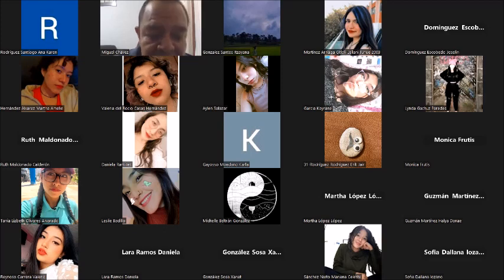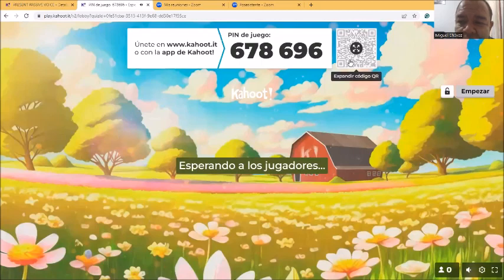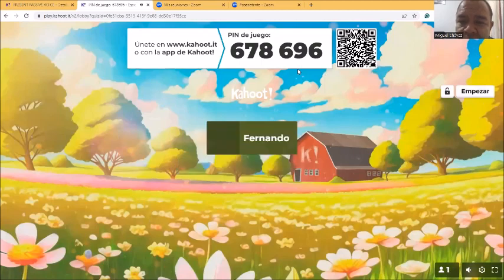Okay, now let's see if we understand more or less this explanation. Let's play our Kahoot game, please. Okay, our pin is 678696, or scan the QR next to the pin.